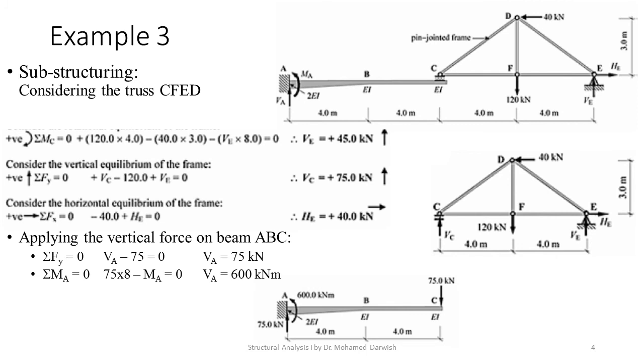Then this force VC will be transferred to the cantilever, however in the opposite direction. So now sigma Fy equals 0, VA minus the 75 equals 0. So VA is equal to 75 kilonewton. Sigma M about A equals 0, so 75 times 8 minus the moment reaction at A equals 0, so MA is equal to 600 kilonewton meter as shown here.